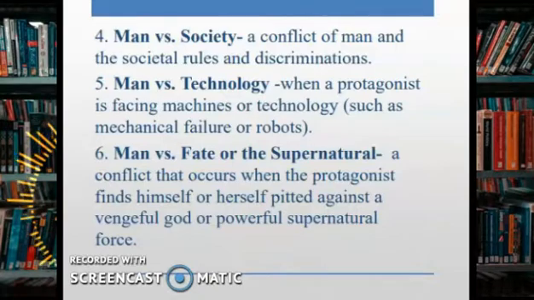Lastly, we have the man versus fate or the supernatural. This conflict occurs when the protagonist finds himself or herself against a vengeful god or powerful supernatural force. So for this, we have the movies Exodus, Immortals, Gods of Egypt, and Along with the Gods.